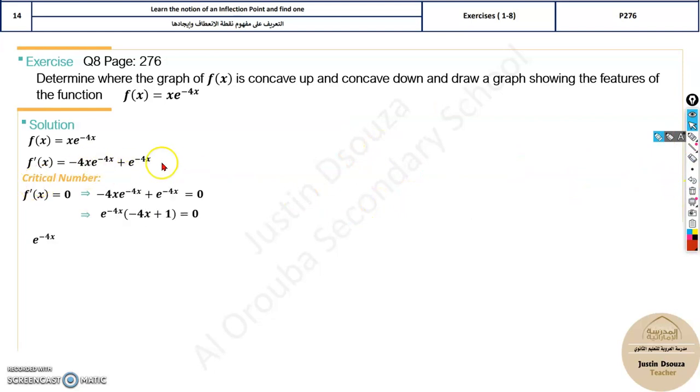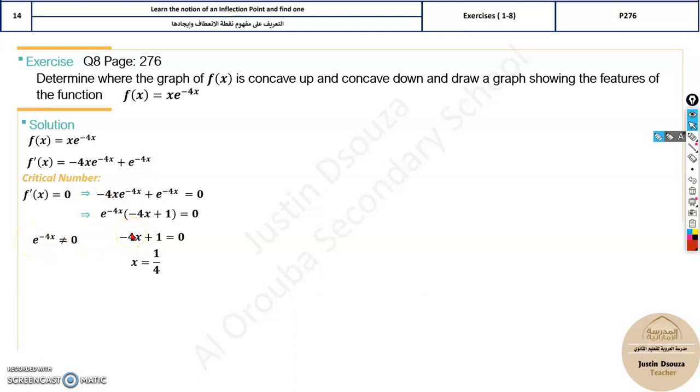Now, critical numbers, just equate it to 0. But before equating, you're removing this common term out. e to the power minus 4x is removed out. And this is equal to 0 and this is equal to 0. Now, equate and you'll get the answer. Now, why is this not equal to 0? Look, this is undefined over here. Even undefined points are fine.